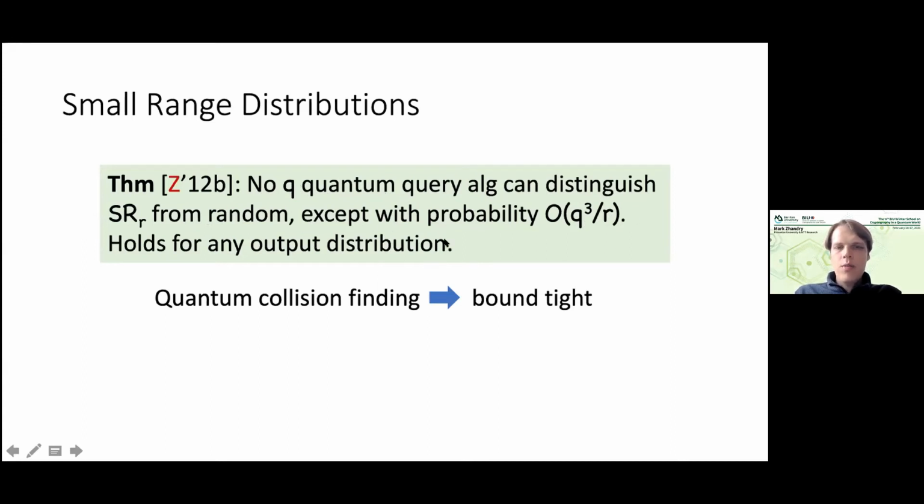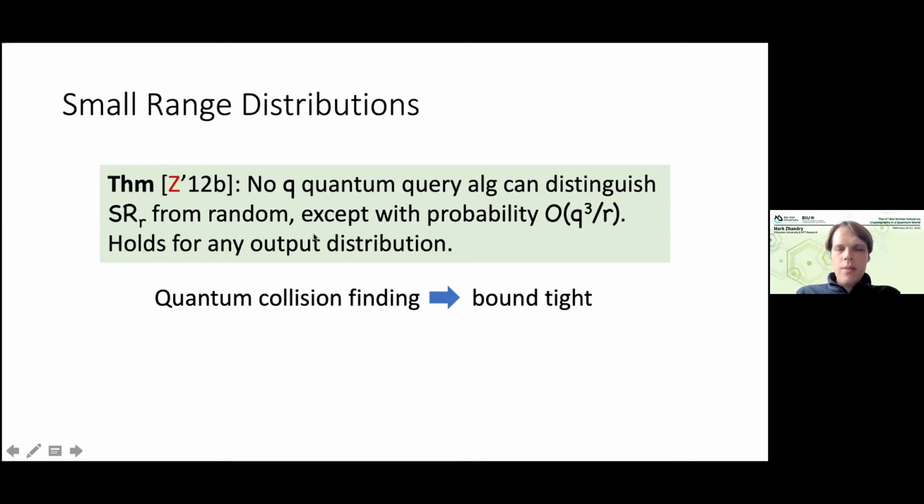Now, this holds regardless of what the output distribution is. Whatever output distribution you have, the small range distribution for that output distribution is indistinguishable from the function that just outputs that particular output distribution for every input, and the distinguishing advantage will be Q cubed over R.